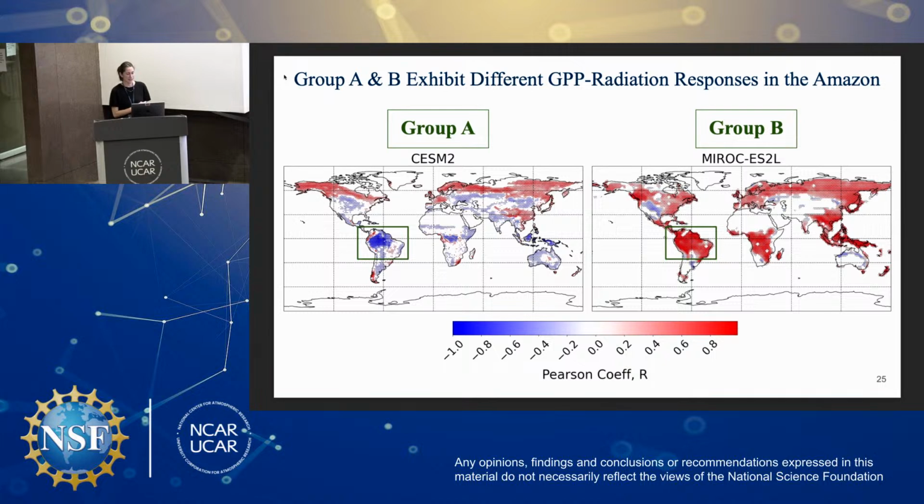And then if we look at our group B models, I've shown MIROC, but this is pretty representative of the other two models as well, MPI and IPSL. You're seeing a really strong opposite effect here of radiation, which is probably driving the differing impact of El Nino on GPP in this region.